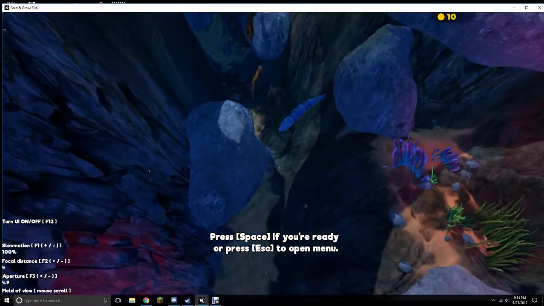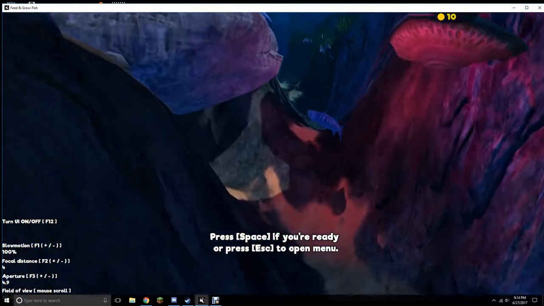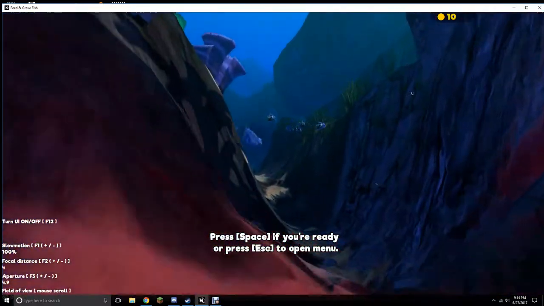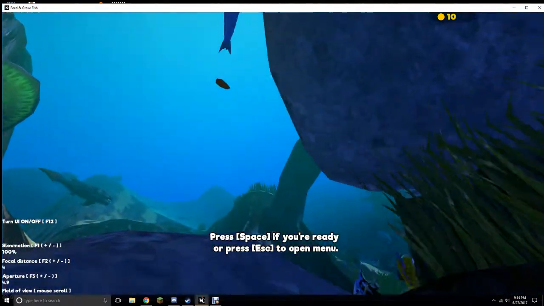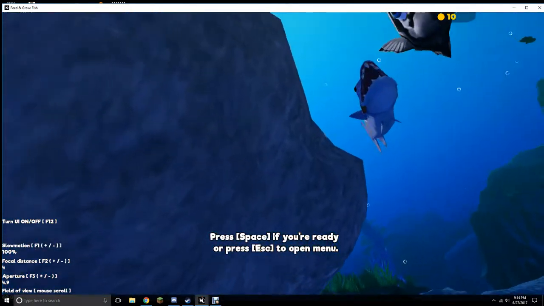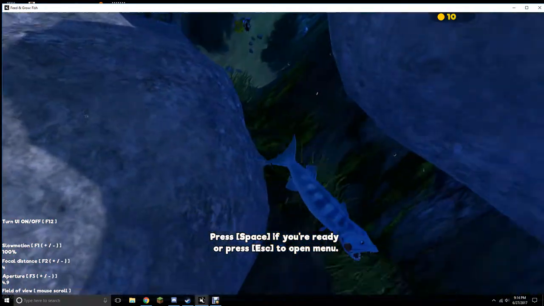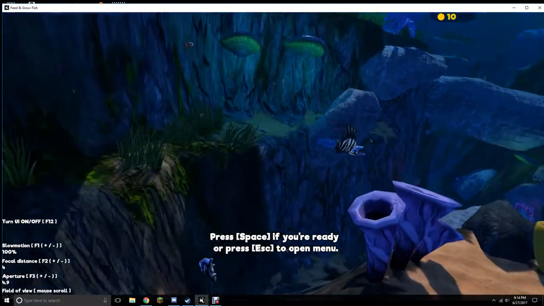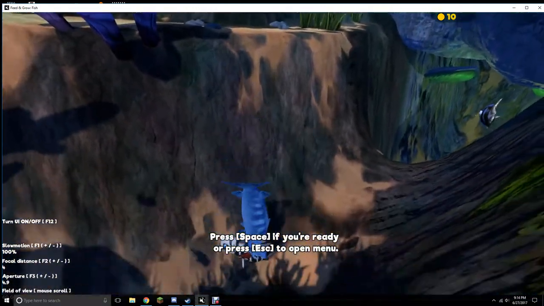Hi. Today we're going to be showing the life of a barracuda. The barracudas are interesting slim creatures. They don't hunt in packs usually, and if they do, it's only one. And if they do hunt in packs, they usually only hunt with two.